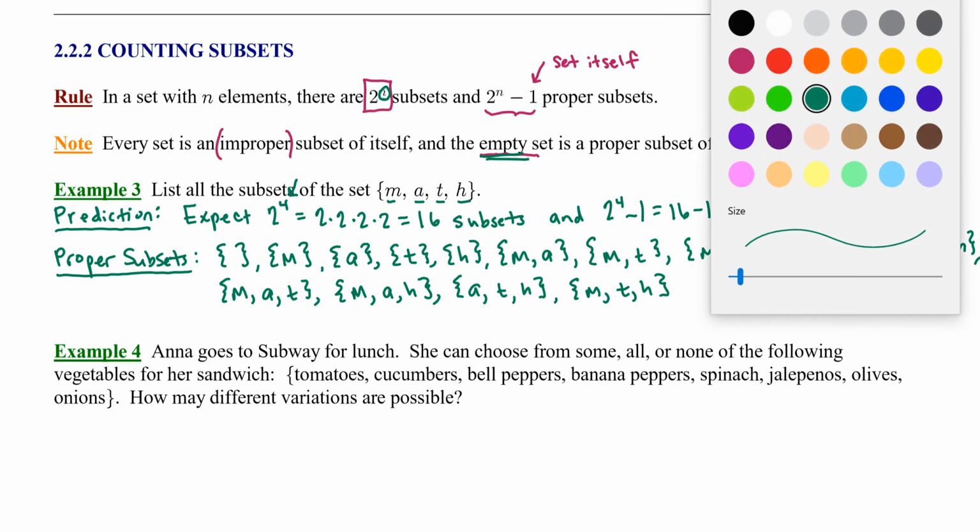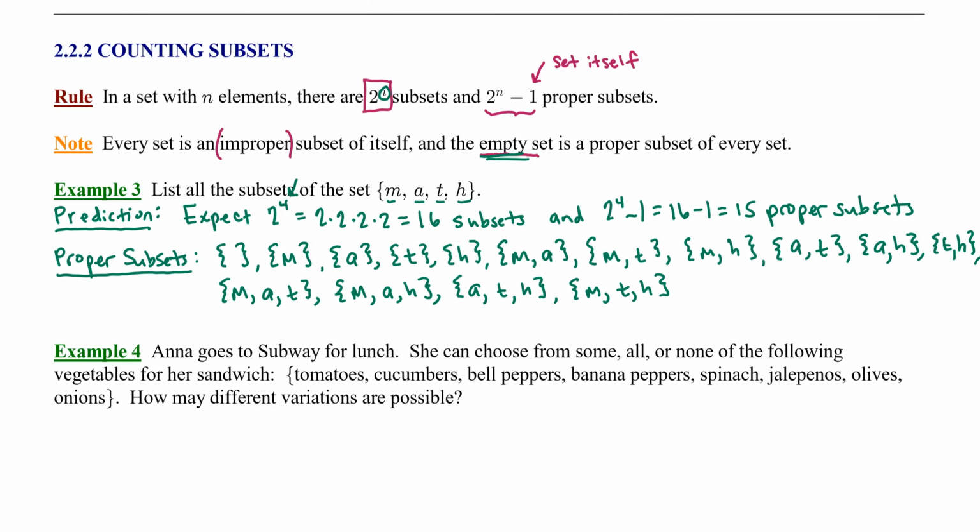All right, let's see how many subsets we have so far. I'm just going to count them. 1, 2, 3, 4, 5, 6, 7, 8, 9, 10, 11, 12, 13, 14, and 15. So we have identified all 15 of our proper subsets. Remember, a proper subset is smaller than the original set. So the sets that we have listed up to this point contain 0, 1, 2, or 3 elements.